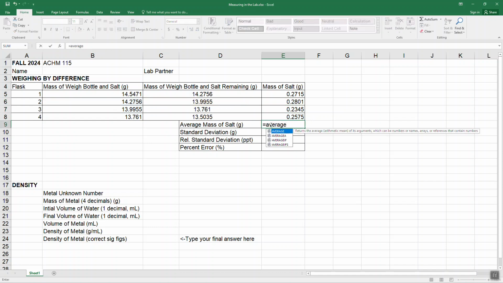First, we want to find the average. Excel makes this very easy. You type equals, average, and then select your cells, like so. So our average mass transferred was 0.2609.